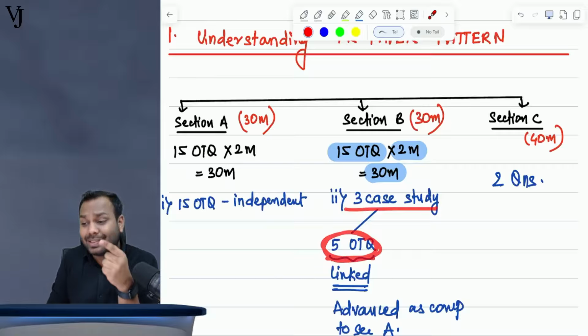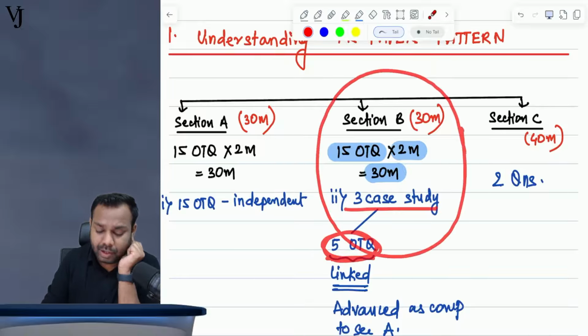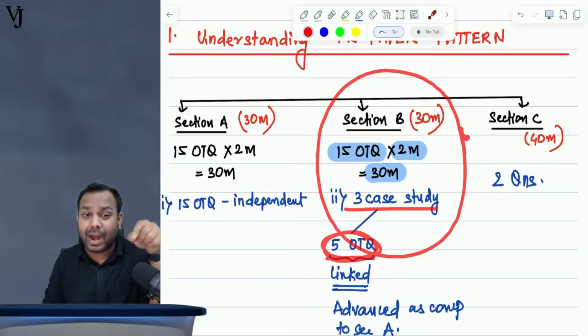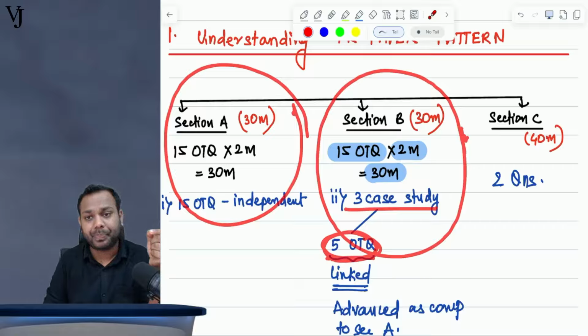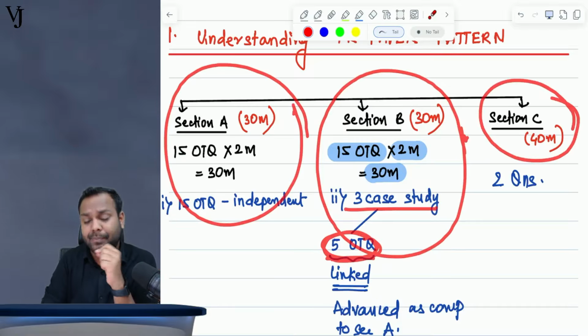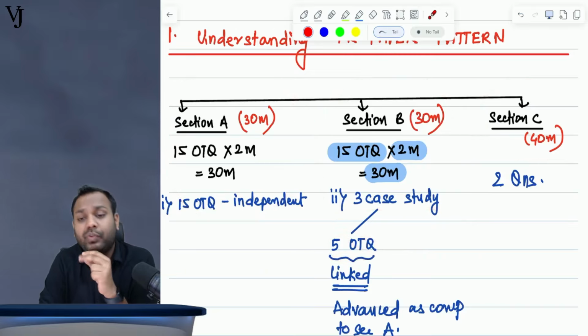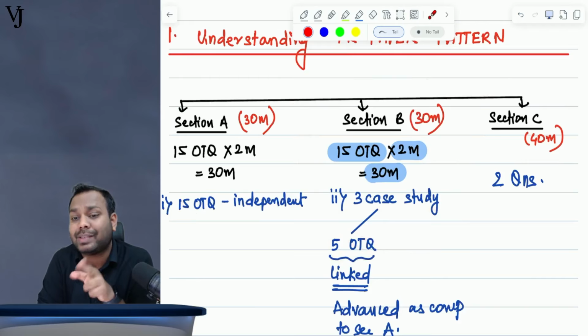Plus, one more thing: the questions of section B will be a little more advanced compared to section A questions. Now, coming to section C, which is for 40 marks, we'll have 2 questions of 20 marks each.